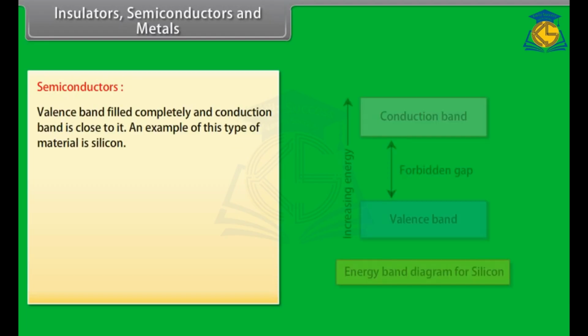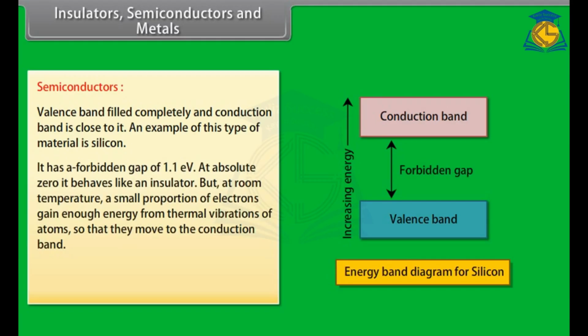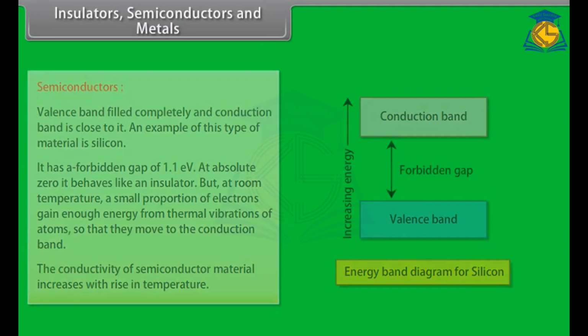Semiconductors. Valence band filled completely and conduction band is close to it. An example of this type of material is silicon. It has a forbidden gap of 1.1 electron volt. At absolute zero, it behaves like an insulator. But at room temperature, a small proportion of electrons gain enough energy from thermal vibrations of atoms so that they move to the conduction band. The conductivity of a semiconductor material increases with a rise in temperature.